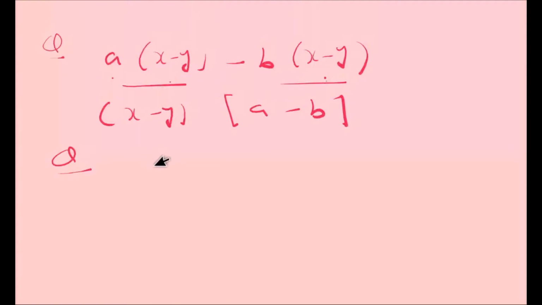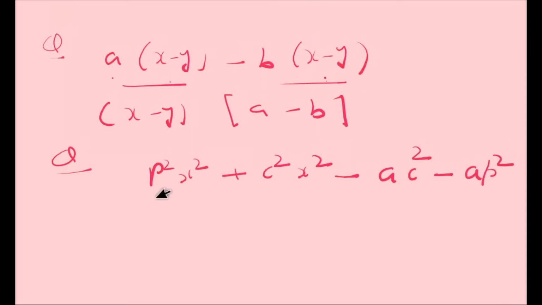But you can see in this example: p square x square plus c square x square minus ac square minus ap square. You can see that in all four terms, nothing is common in all. Here px, here cx, so p is not common. Here x, but then here there is no x, so x is not common.